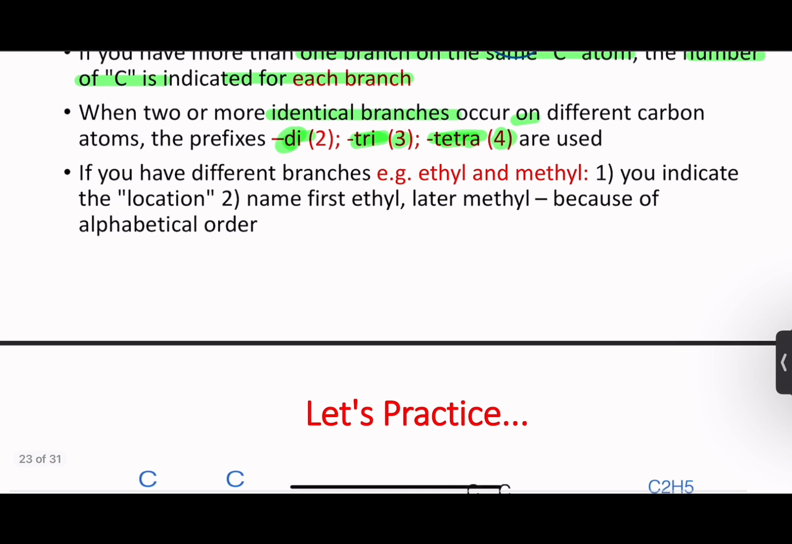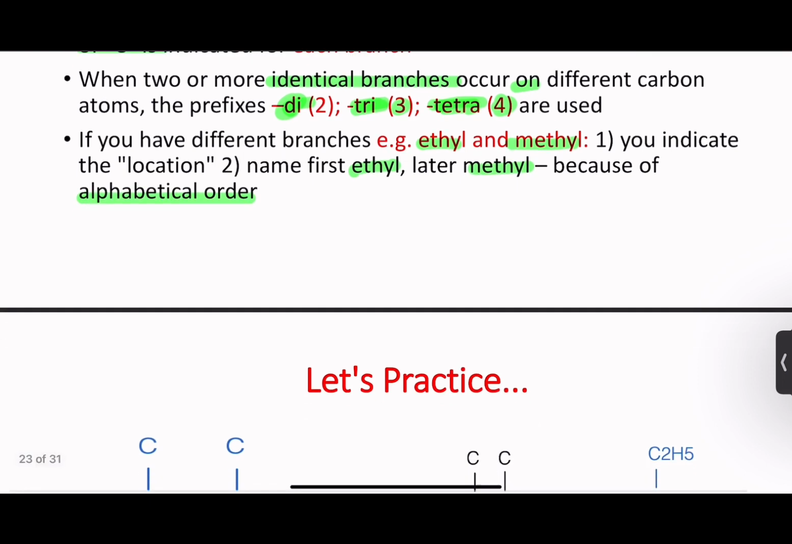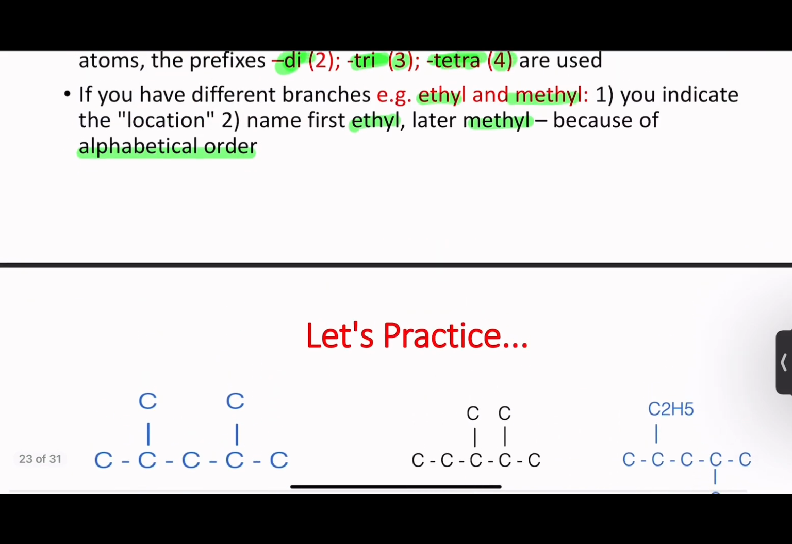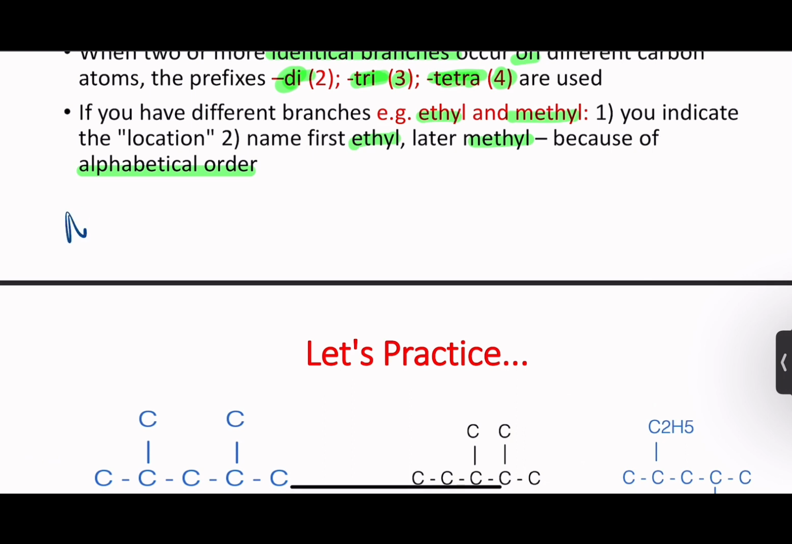If you have different branches, for example, ethyl and methyl, you indicate the location, and name first ethyl and later methyl. The reason is alphabetical order. We have discussed this already. And then I just want to tell you one more note in here. So for example, if you have a pentane, right? And then you have one methyl group and then one ethyl group. So ethyl group in a line structure is like this.